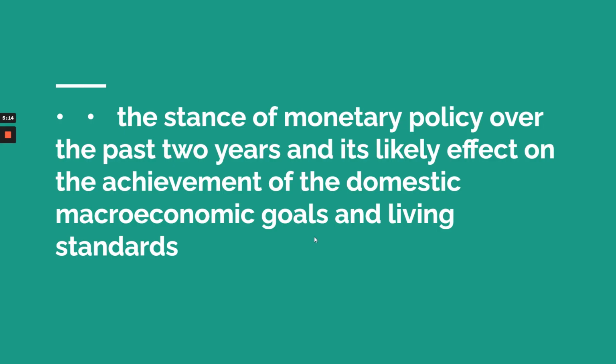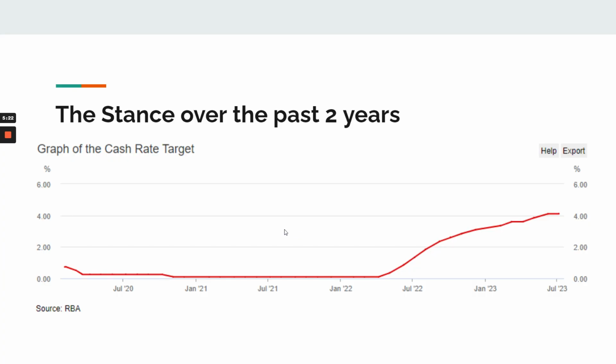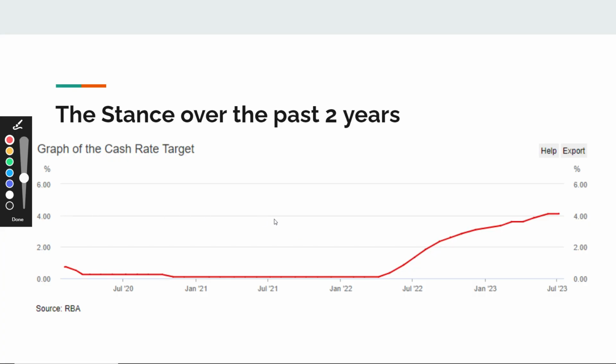So what is the stance of monetary policy over the past 2 years? And you do need to think about the stance's effect on the achievement of our goals. I don't think this chart does the extent to which the RBA has increased interest rates justice, but the RBA has, as of I think May 2022, started raising the cash rate target at the fastest rate in its history. It's done this super fast. I think it raised rates 11 months in a row over this period.